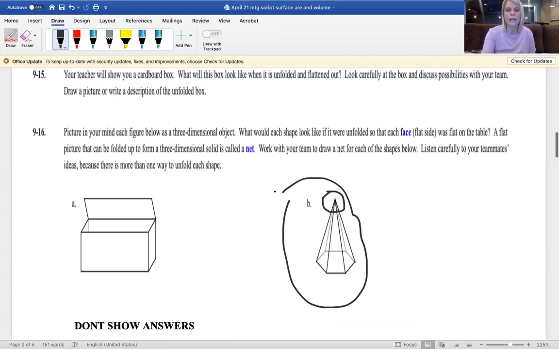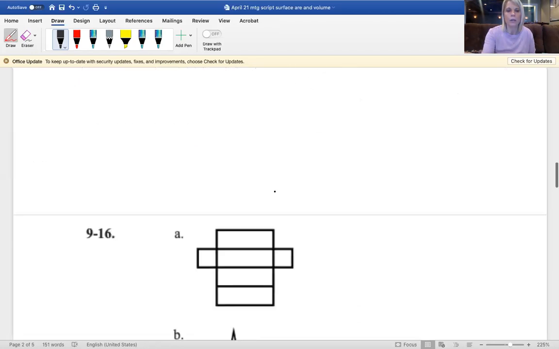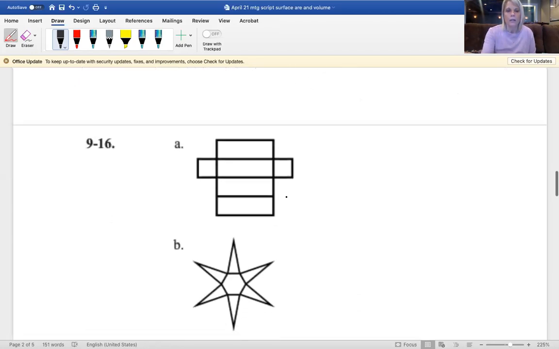If we were to lay these flat, this is what it would look like. So A would look like the one I showed you, like this. But B would look like this because it has triangles as the faces and the base is a hexagon. So knowing how to draw a net is important. On your homework, you're not drawing nets. You're just identifying what the net turns into.